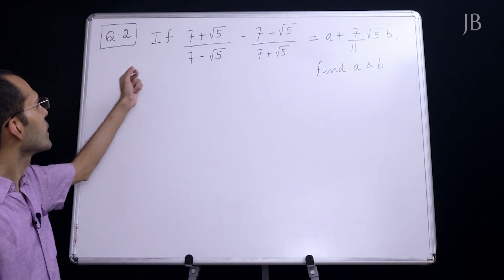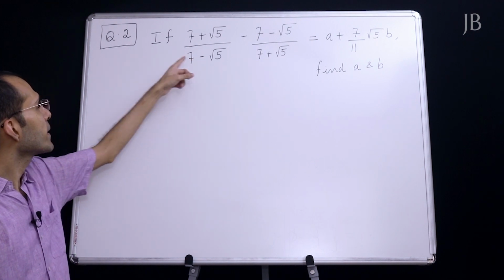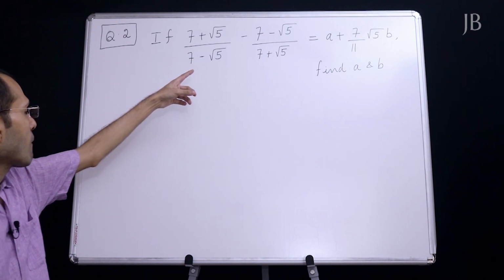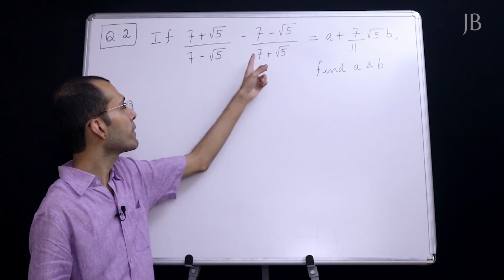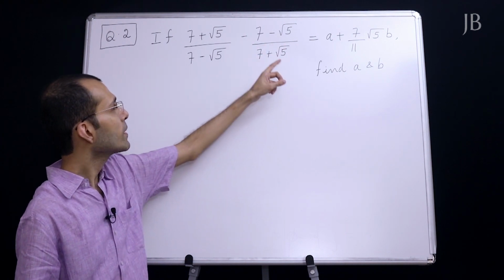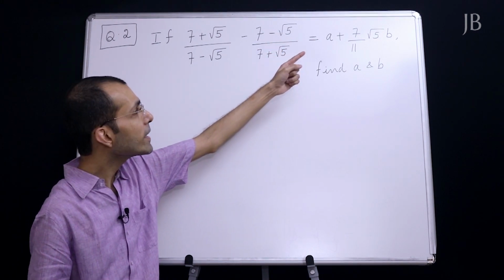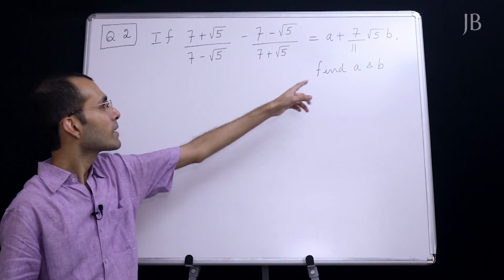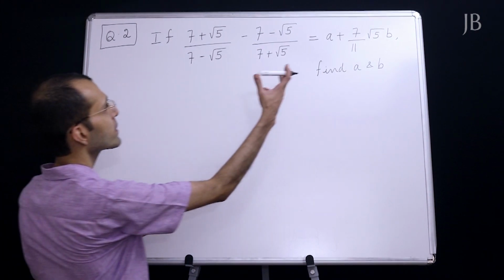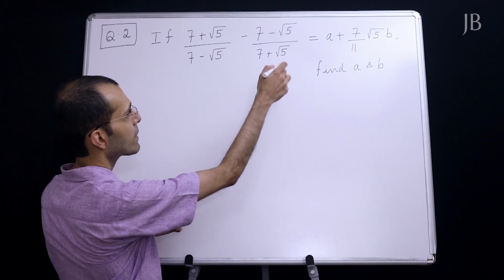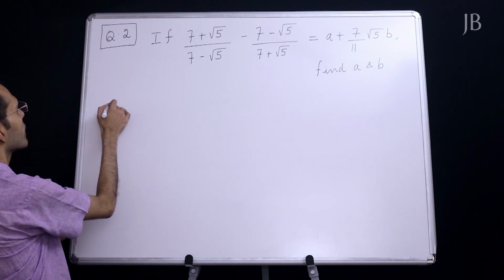Question 2. If 7 plus root 5, the whole divided by 7 minus root 5, minus 7 minus root 5, the whole divided by 7 plus root 5, is equaling a plus 7 by 11 root 5 into b. Find a and b. That b is not inside the square root sign. It is a plus 7 by 11 root 5 times b. Find a and b. Okay.